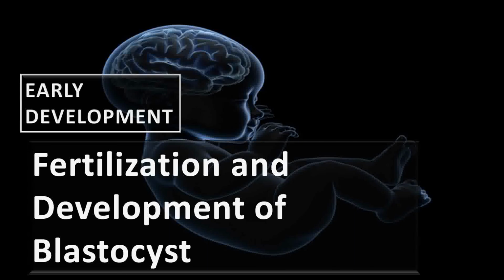This is the continuation part of early development. In this part, we will see fertilization and development of blastocyst. In our previous lecture, we have seen the process of fertilization, what are the steps till the fertilization and how this fertilization happens. So, in this lecture, we will see how fertilization undergoes the development of blastocyst and further how the blastocyst differentiates into an adult. So, let's start.